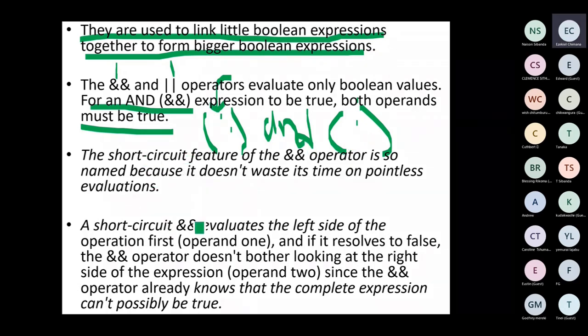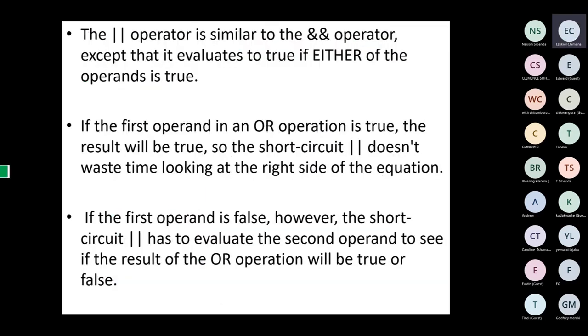So a short circuit AND evaluates the left side of the operation first, which is operand 1. And if it evaluates to false, the AND operator doesn't bother looking at the right side of the expression, since the AND operator already knows that the complete expression can't possibly be true. So this is how the AND works.